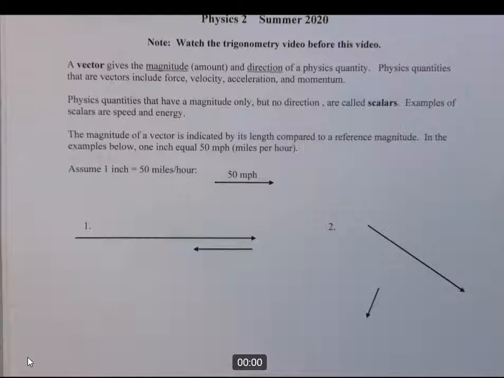Okay, so we're going to add two vectors. The first case is the simplest, or one of the simplest cases, where the vectors are going in opposite directions. This could be a bus moving at a certain speed to the right, and a person on the bus walking towards the back of the bus, and therefore that person's speed would be a combination of the speed of the bus and their speed walking backwards, and that would be their overall speed.